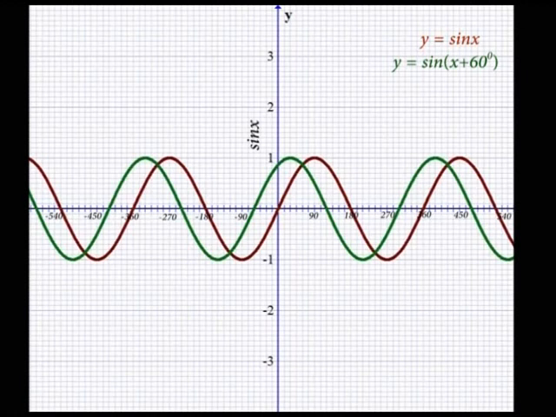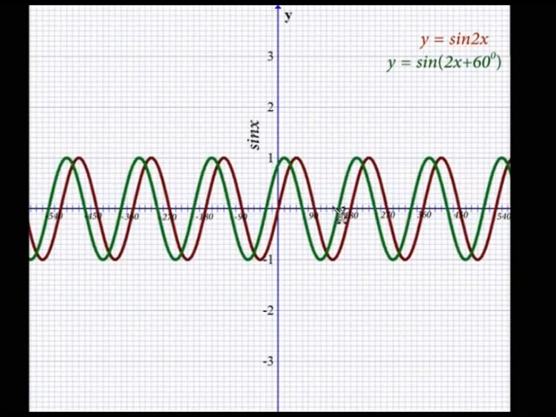Now, we need to cover a very important detail about the horizontal shift. We have sin x and sin x plus 60 degrees, and so we are shifting to the left by 60 degrees. If you focus here, we go back by 15, 30, 45, 60 degrees. If I look at this intercept, we go back 15, 30, 45, 60 degrees. And so we have a shift of 60 degrees.